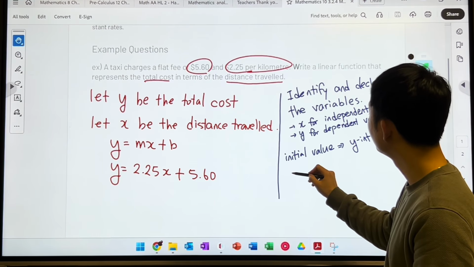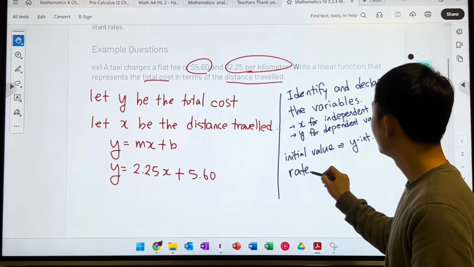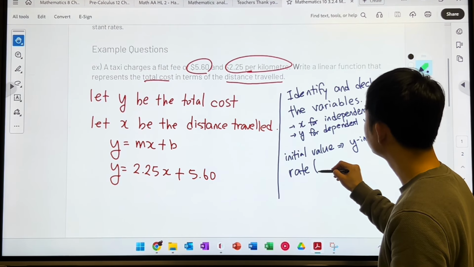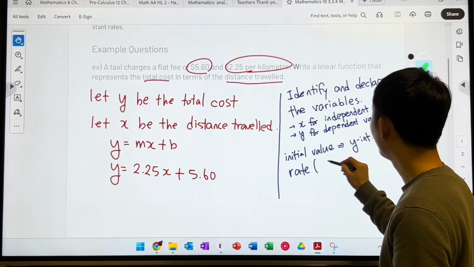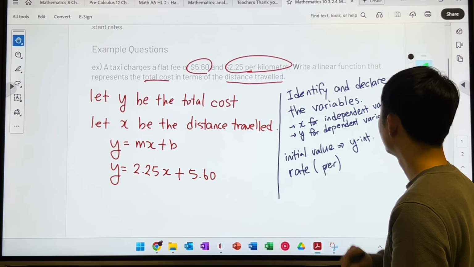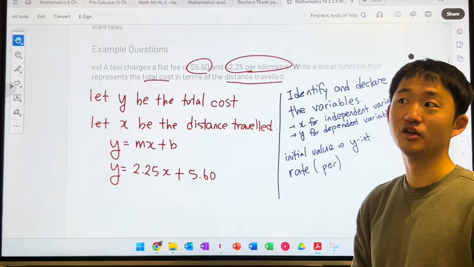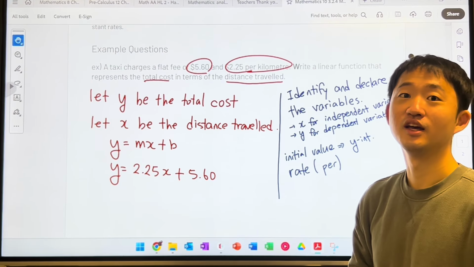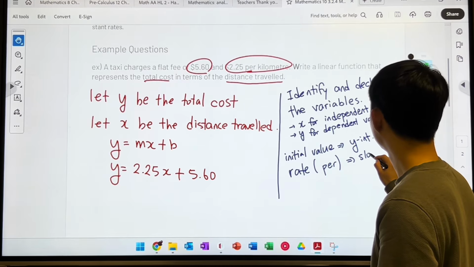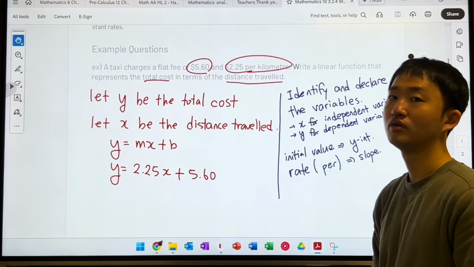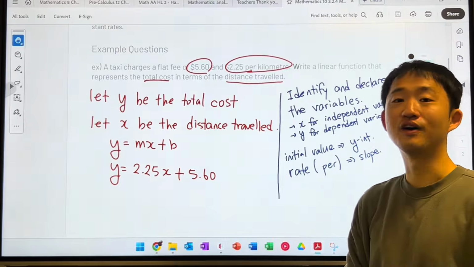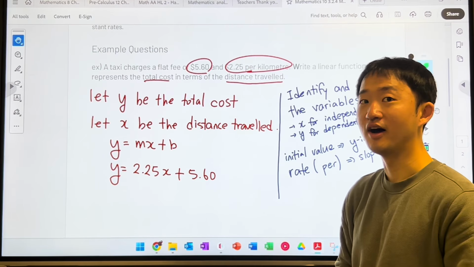Another thing is the rate. When you look at the rate, we're usually looking for the number that has a unit of something per something. So the moment you see a unit like something per something, it means that we're looking at the slope. So that's why I identified the slope as 2.25 and the y-intercept as 5.60.